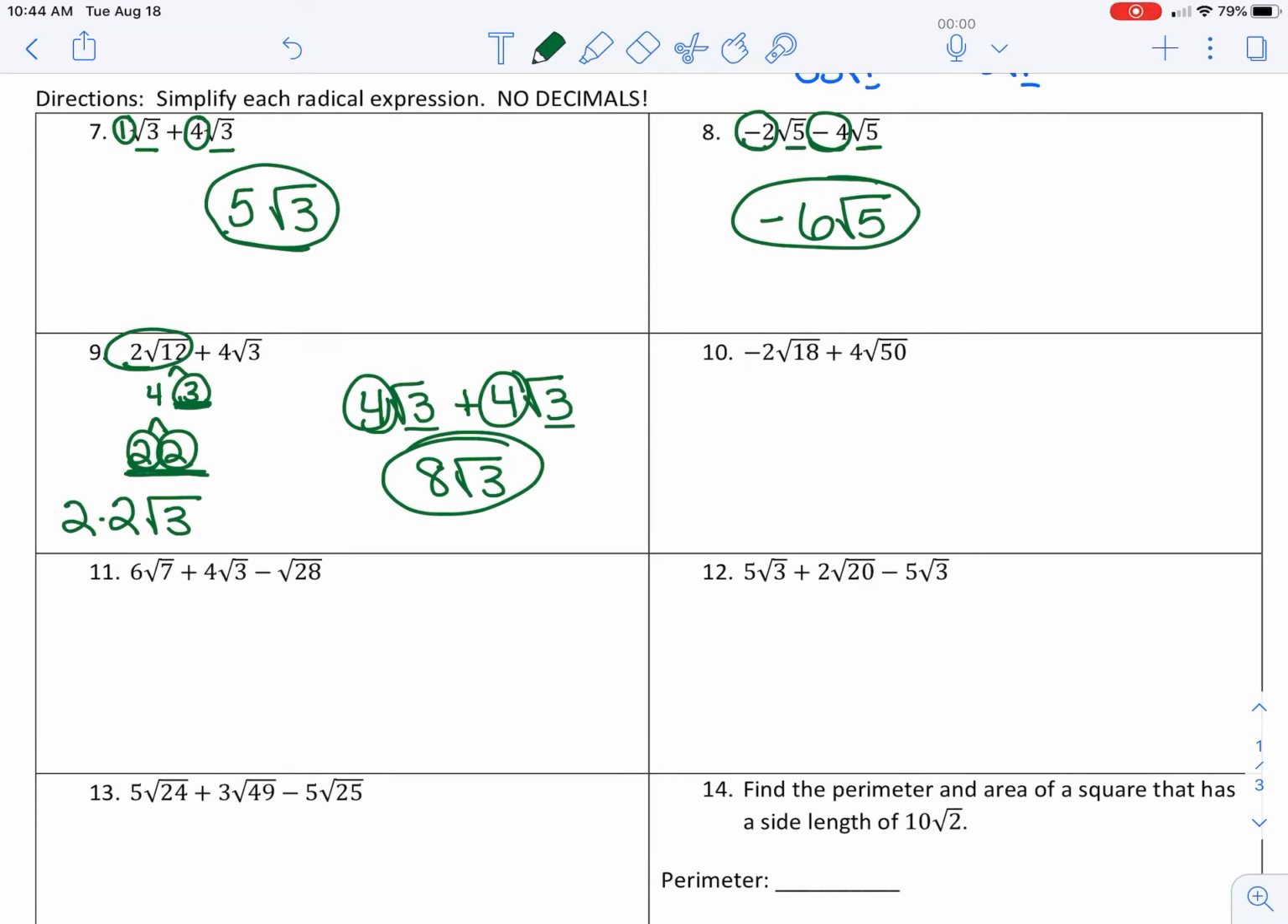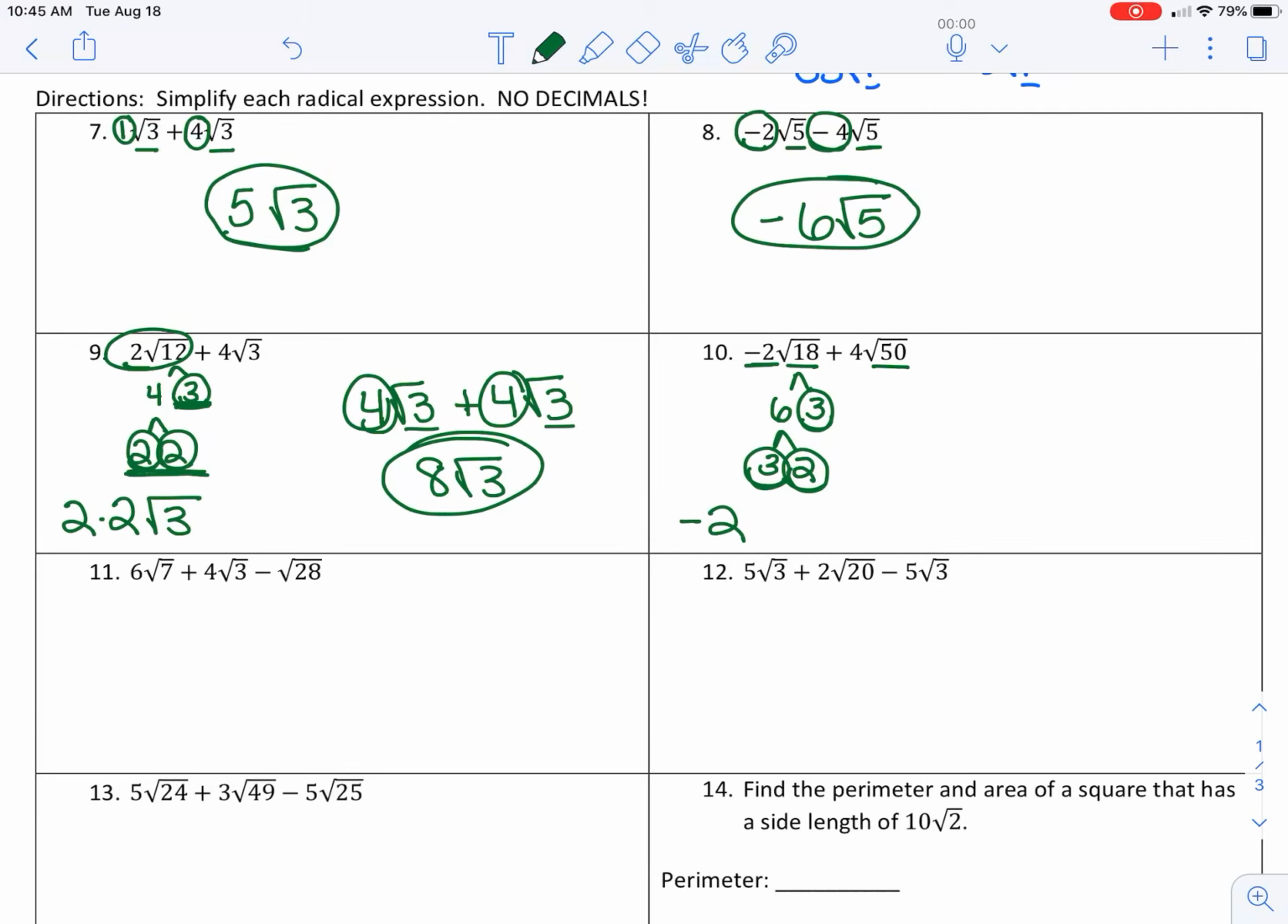So with 18 and 50, they're not like together. But also neither one of them are fully simplified. So let's go ahead and break down this 18. I'm going to break it down to 6 and 3. 3 is prime, but 6 is not, and that breaks down to 3 and 2. And those are both prime. So if I look, I still have that negative 2 out front. I'm going to bring that down.